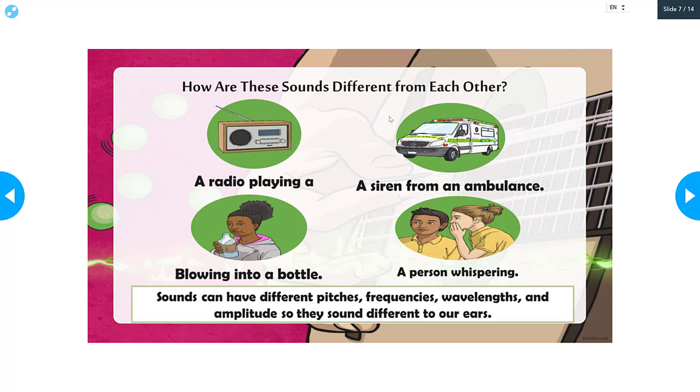Now, how are these sounds different from each other? For example, when a radio is playing, a siren from an ambulance, when a person is whispering, or you are blowing into a bottle. Because these sounds have different pitches, frequencies, wavelengths, and of course amplitudes, they sound different to our ears.